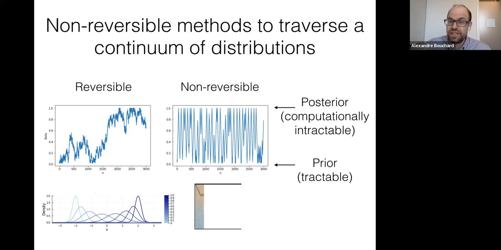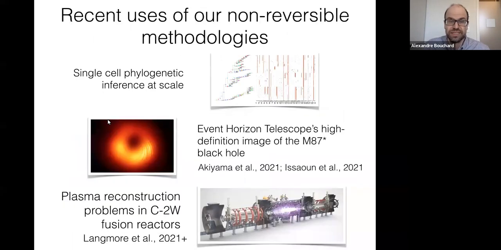If I have time, I'll talk a little bit about this at the end. It's a new type of method that is based on non-reversible dynamics. For now, I will just leave it like this, and if I have time, I'll talk more about it. But this is really what's enabling the studies that I will talk about in the rest of the talk. So, some recent uses of our non-reversible methodologies that allow us to do Bayesian inference at scale.